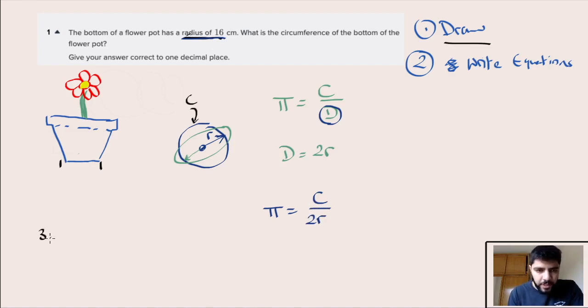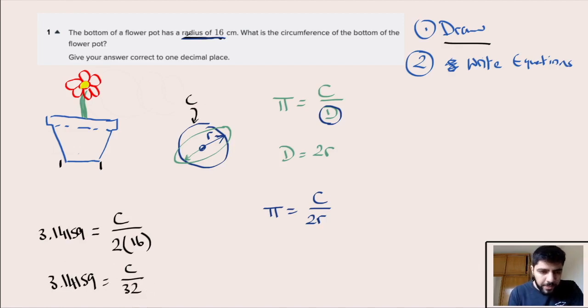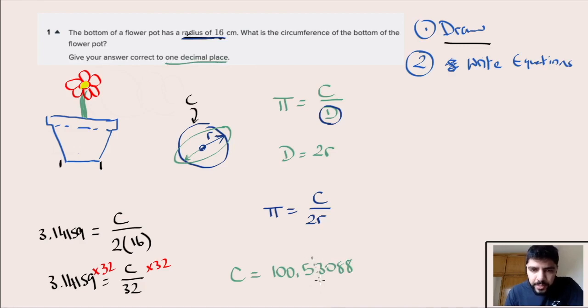So I'm going to rewrite this as 3.14159 equals c over 32. We can simplify this. Okay? Now all I have to do at this point is isolate the variable, isolate the c. So I'm going to multiply both sides by 32 because c is being divided by 32. So what's 3.14159 times 32? Well, then we get c equals, and then I use my calculator here, and I get 100.53088.